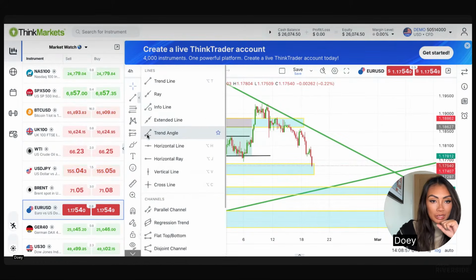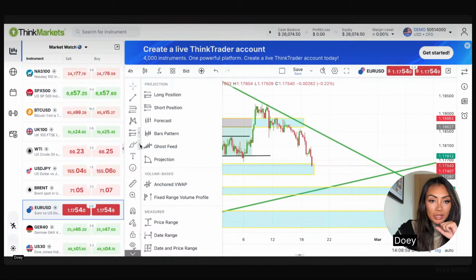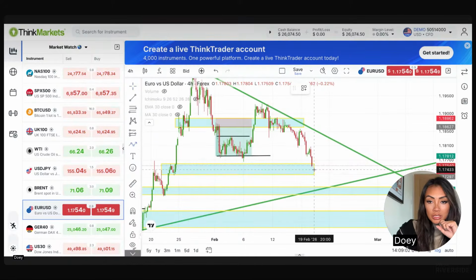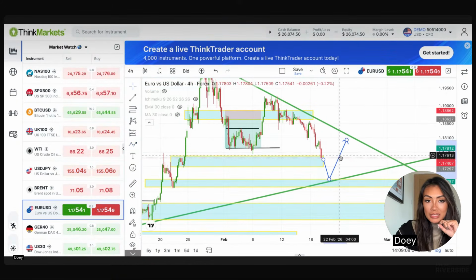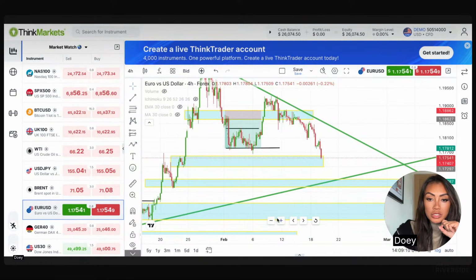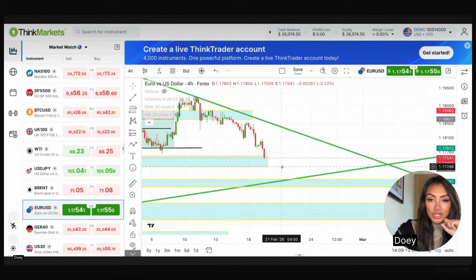I could see something like this happening. Let's have a little look. Kind of like a little push down, then back up to this trend line. But yeah, let's see how we respond to this area. We're not having instant rejection.